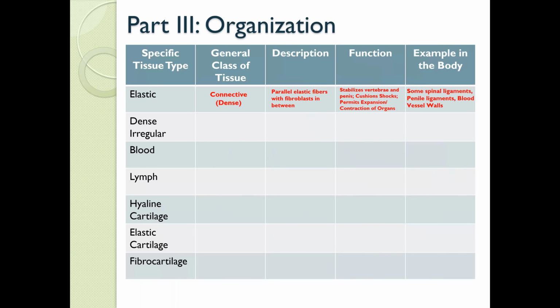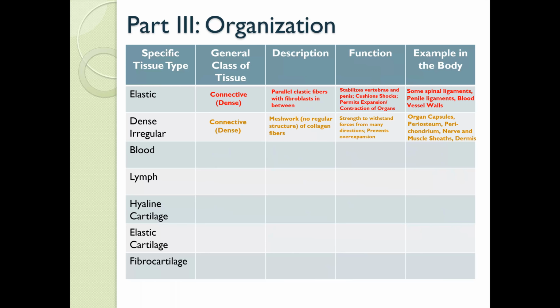Elastic tissue is a type of dense connective tissue. It's actually a subtype of dense regular. It is formed from parallel elastic fibers with fibroblasts in between. It functions to stabilize the vertebrae in the penis. It cushions shocks, and it permits the expansion and contraction of organs. So you can find this in some spinal ligaments, some ligaments of the penis, and inside blood vessel walls.